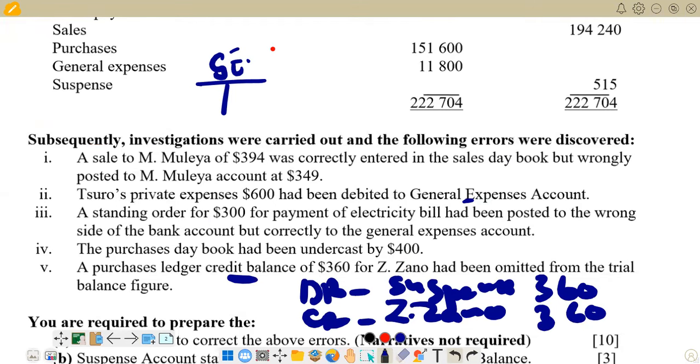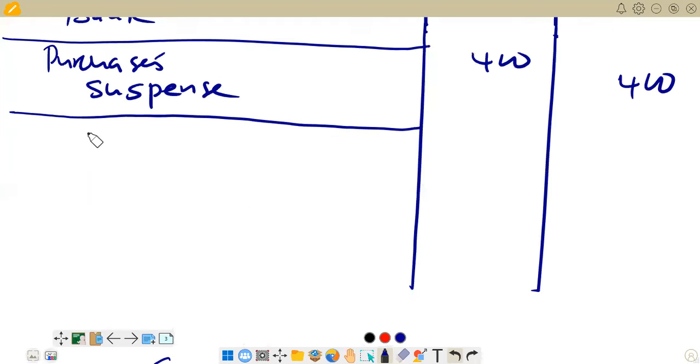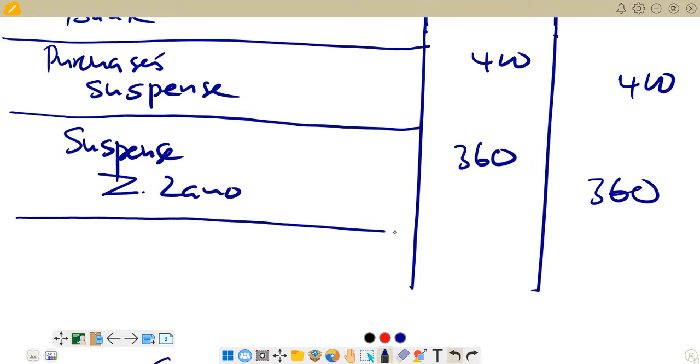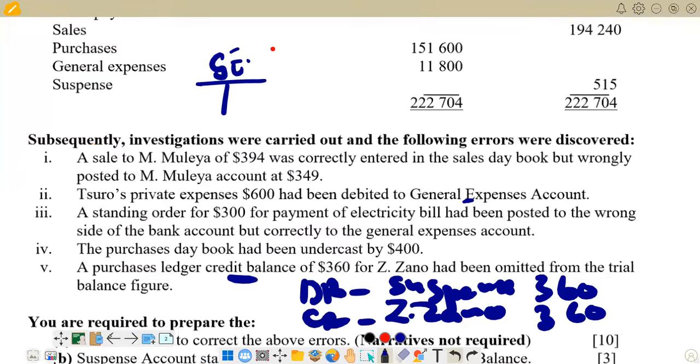So we go back there and enter that one. Here we are saying we are debiting suspense, and we are debiting with 360. And obviously we have Zanu on the credit side, and it's 360. We close it. We are seeing that this is our last error that we have. So this marks the end of our journal entries.